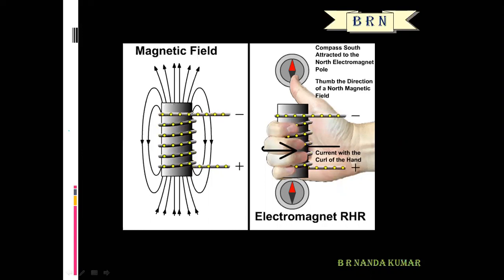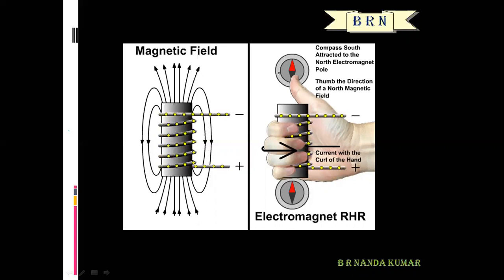The current carrying solenoid is held in the right hand, thumb pointing in the direction of magnetic field, fingers encircle, which gives the direction of current flowing through the solenoid. Actually here, one face of the current carrying solenoid acts as south pole, and the other face of the current carrying solenoid acts as north pole.